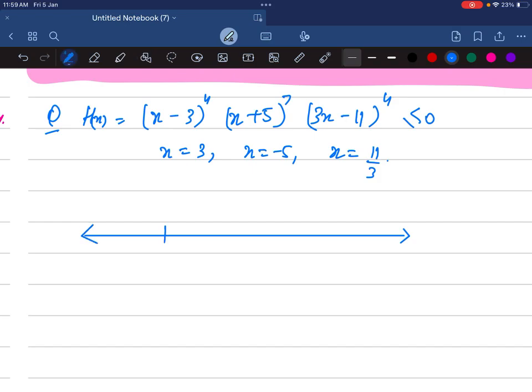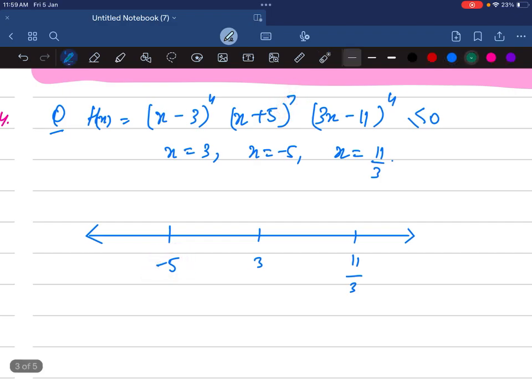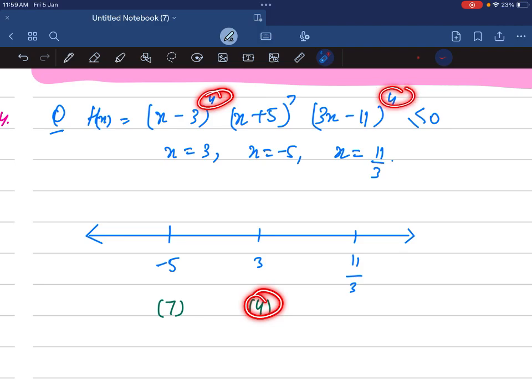We will get negative 5, 3, and 11 by 3. Let's check how many times they are occurring. This one occurs with the power 7, and I'm writing this just to check if it is occurring an odd number of times or an even number of times. Then the second is occurring with the power 4, an even number of times, and the third one is also occurring with the power 4.